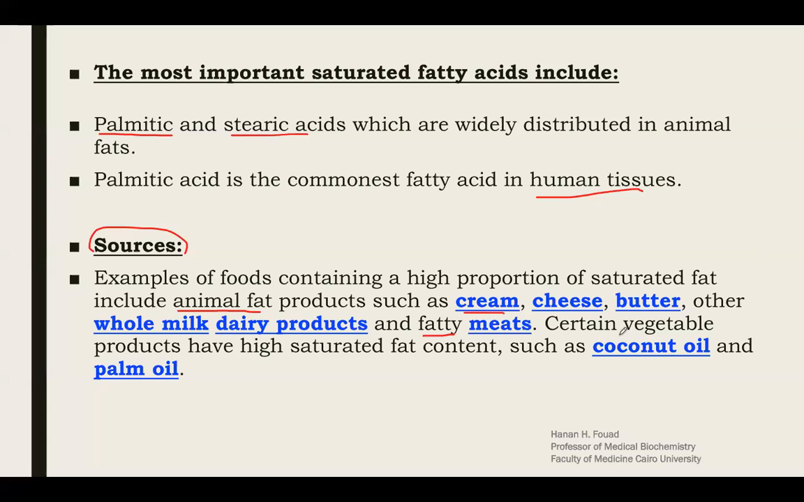But there are exceptions. Some vegetable oils contain saturated fatty acids, a very small percentage of plant oils, such as coconut oil and palm oil. Again, saturated fatty acids are mainly in animal sources. Animal fat, such as the fat present in meat or milk, derivatives of milk, dairy products, and butter, which is derived from milk, okay? Very few vegetable or plant sources contain saturated fats, such as coconut oil and palm oil.